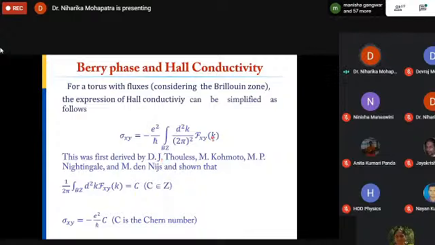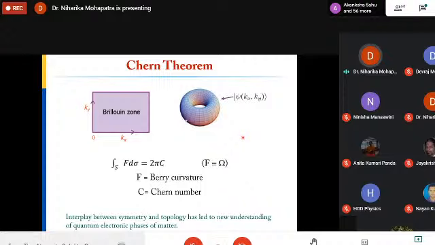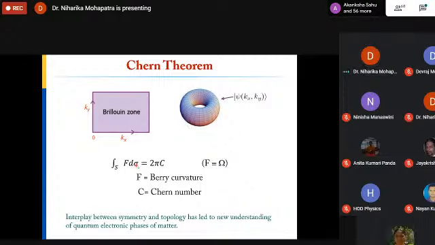So if you integrate it over the Brillouin zone, you will get a number. Basically, over the Brillouin zone, the integral of d squared k of F_xy, which represents the Berry curvature, gives you simply a number, an integer. This integer represents the Chern number. So from here you can show sigma_xy is minus e squared by h times C, where C is the Chern number. So this is the Chern theorem, the same thing that I explained.